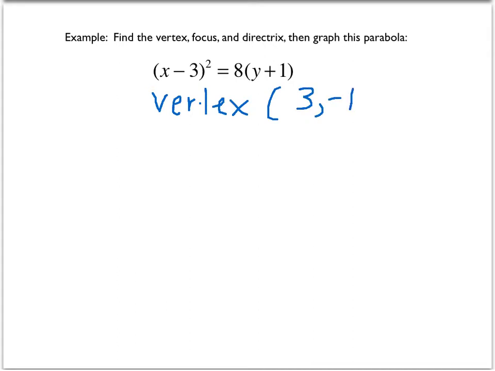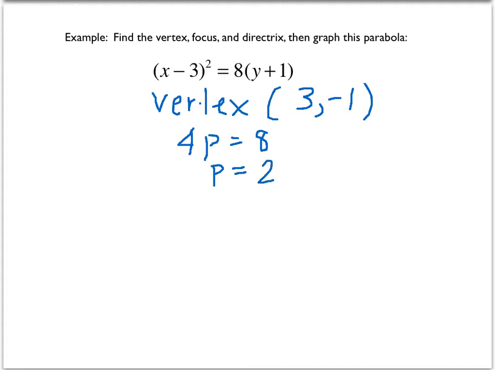Now, we can tell right away here that our vertex is going to be the point (3, -1). That's pretty similar to what we've seen in our other conic sections. Now, one thing that we really will focus on, though, is this value right here. That number that's multiplied by the other variable expression is called 4p. So in this case, we can see that 4p is going to be 8, and so that means, of course, that p will be 2.